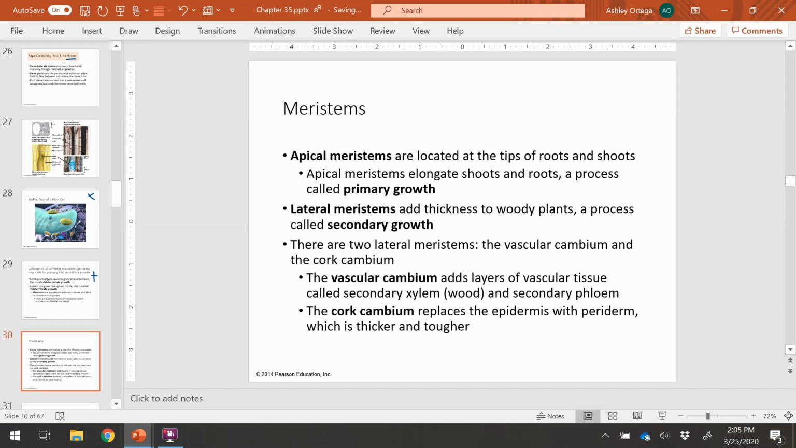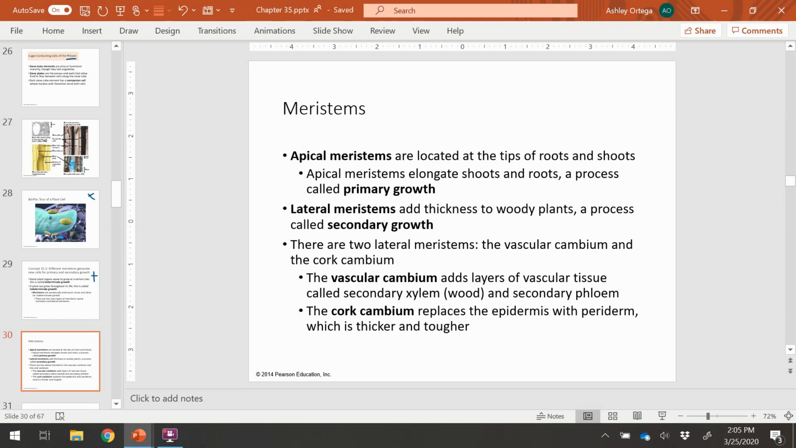But in terms of growth, we have two main divisions we want to know. The first one is primary growth. This will be on the apical meristems that elongate shoots and roots. So that's making the plant taller and its roots grow deeper into the ground.